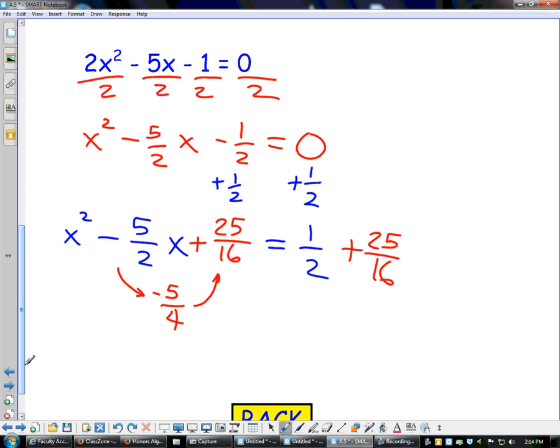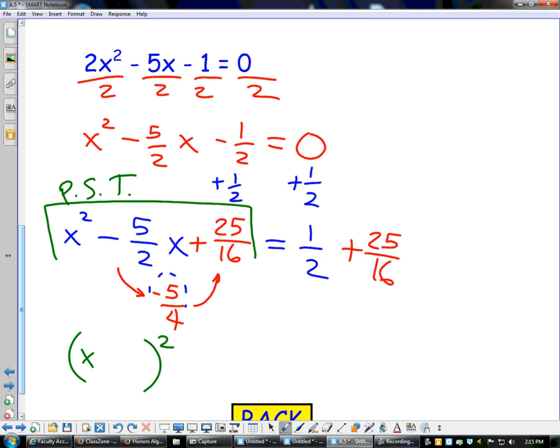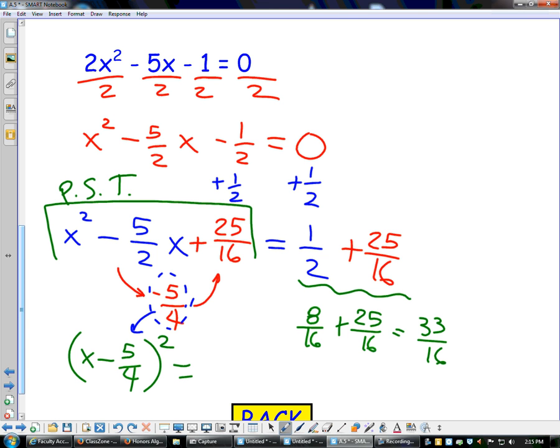So this here is a perfect square trinomial. And that means it can be written as a binomial squared. And remember, it's this number right here that goes in right here. So it's going to be x minus 5 fourths quantity squared equaling, and we need to get a common denominator over here. So this would be 8 sixteenths plus 25 sixteenths, which is 33 sixteenths.